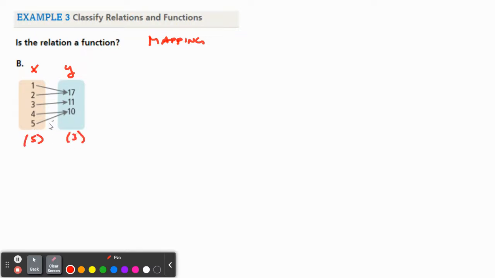So you might be concerned, right? There's not the same number. That's okay. Again, we're still looking to see, does each x have one y, not its own, one y, or do we have any x's that go to 2 separate y's?